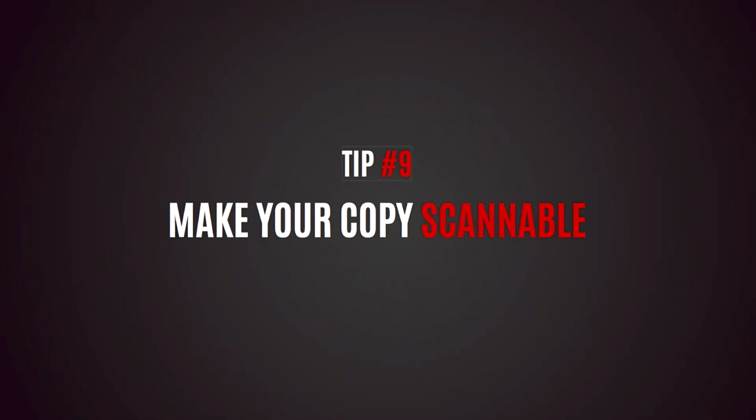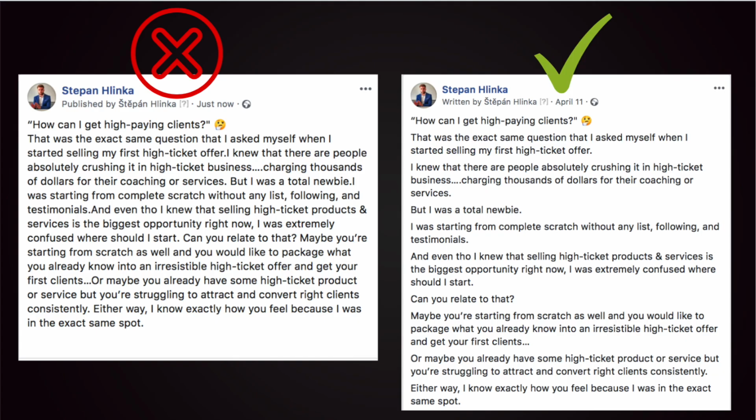Tip number 9, make your copy scannable. This is really important, because if you are writing long copy and you just put it into one paragraph, it's horrible to read. It's really difficult to read, and it seems like a huge amount of text and nobody really wants to read it. So don't be shy with white space. I always recommend to write 1 to 2 sentences and then always add a line break. So write a sentence, add a line break. Write a second sentence, add a line break. Make it really easy to read, make it scannable.